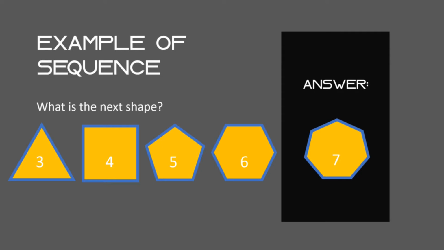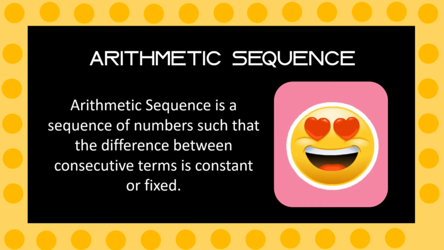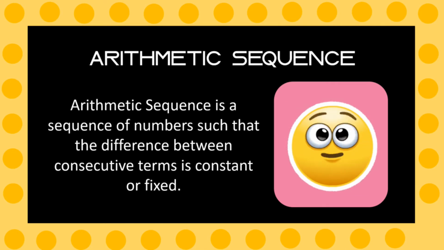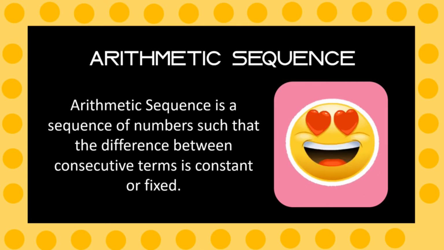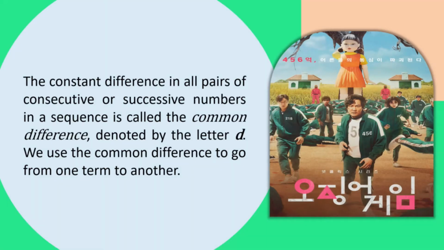Now, let's have arithmetic sequence. Arithmetic sequence is a sequence of numbers such that the difference between consecutive terms is constant or fixed. The constant difference in all pairs of consecutive or successive numbers in a sequence is called the common difference, denoted by the letter d. We use the common difference to go from one term to another.